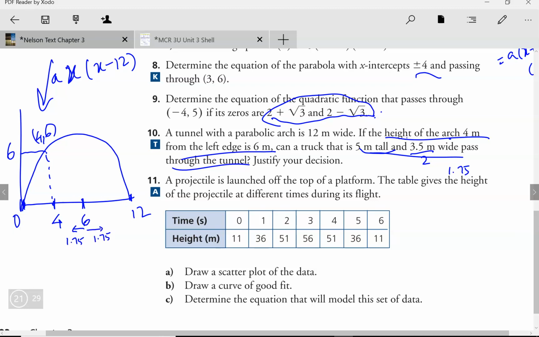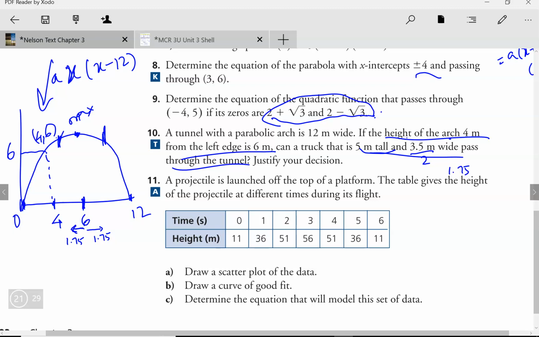Why is it? Because that will give us the maximum height. Because we know the maximum height is at 6, because that's the vertex. That's x equals 6, the equation of the axis. That's our maximum height. And to make sure that this truck passes, ideally, we want to have this truck symmetrically. If it's 3.5 meters wide, we wanted 1.75 here.